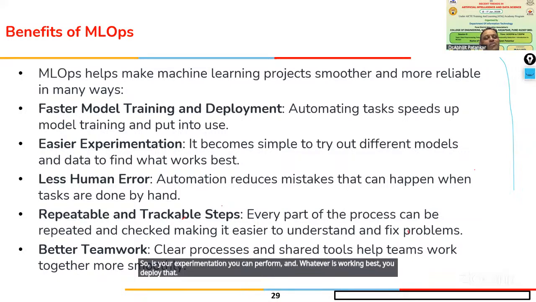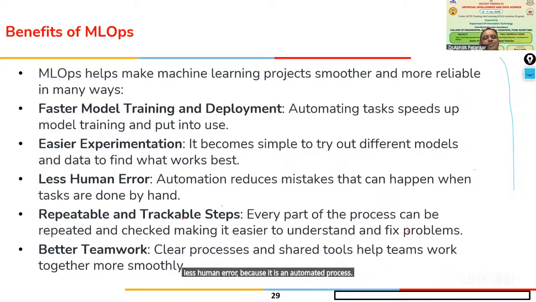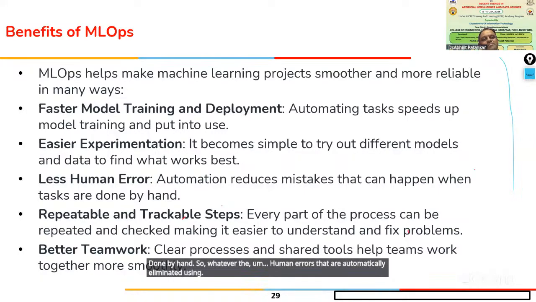Less human error, because it is an automated process. It reduces the mistakes that can happen when tasks are done by hand. So whatever human errors there are, they are automatically eliminated using this.